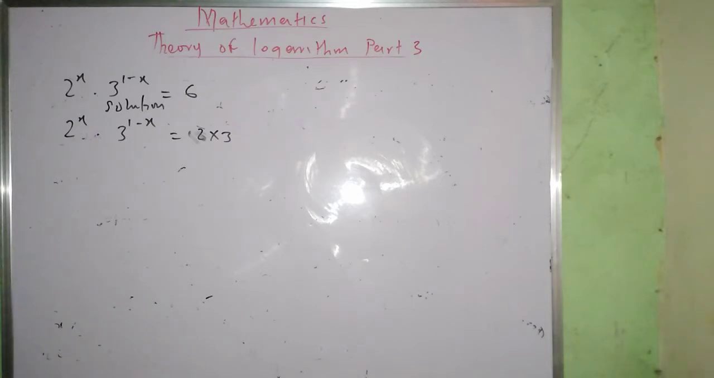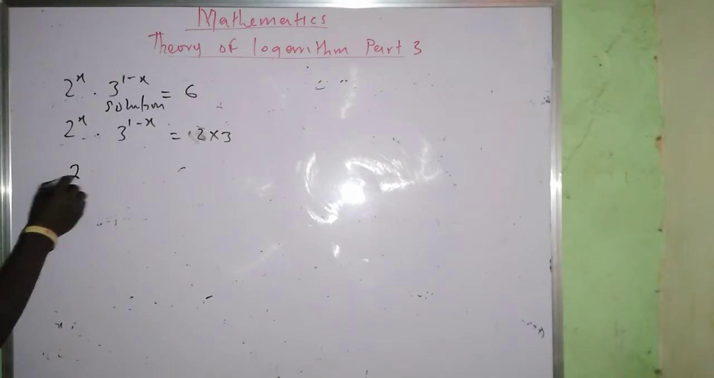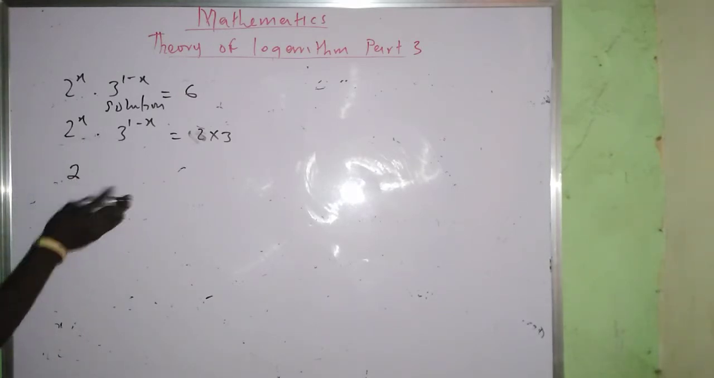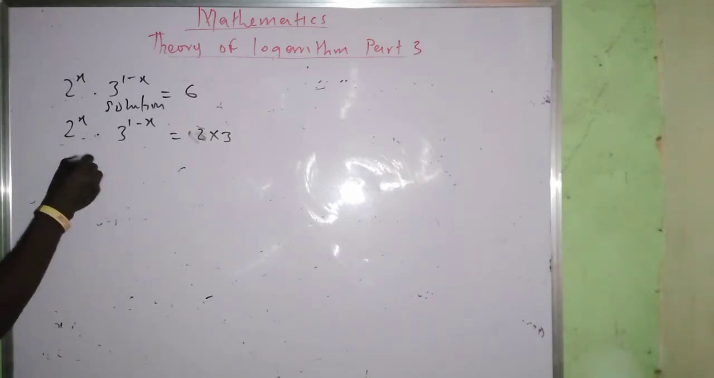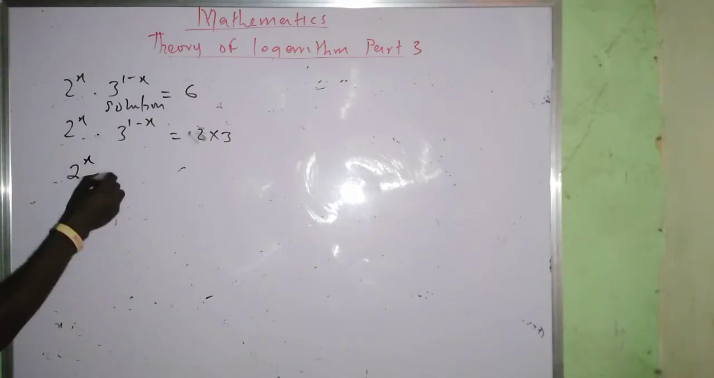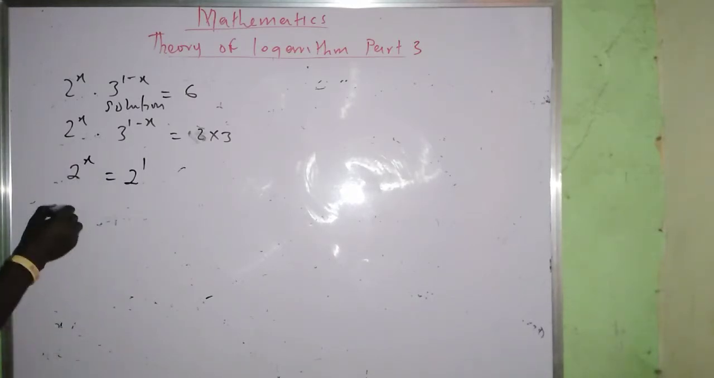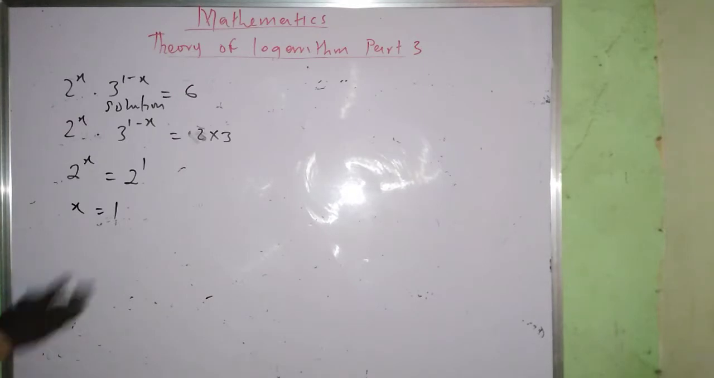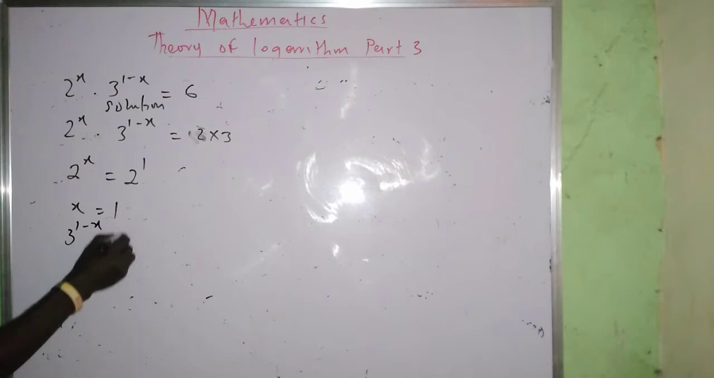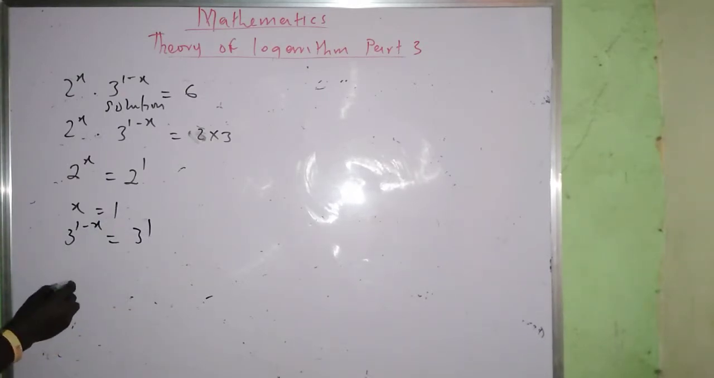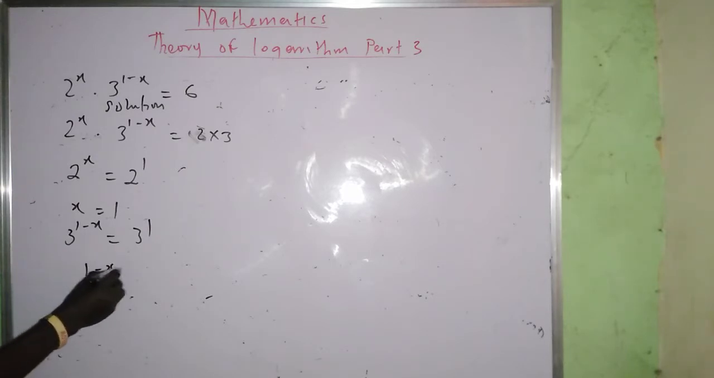There are 6, there are 6. This is 6, 6. I can also say that 6 is 2 times 3, and the bases are equal. Since the bases are equal, I can say that 2^x equals 2^1, so my x equals 1. And also, 3^(1-x) equals 3 raised to power 1, so 1 minus x equals what?